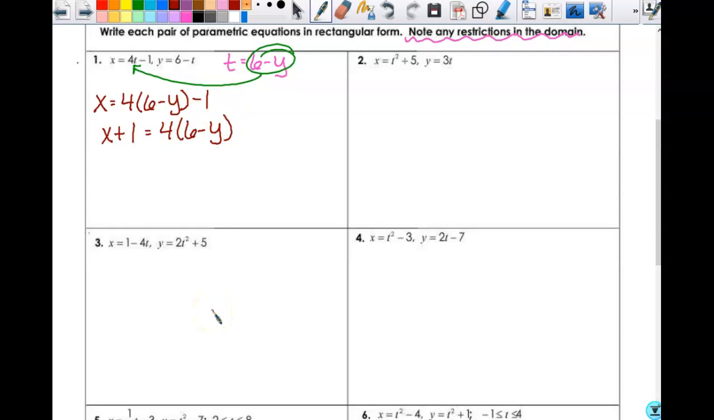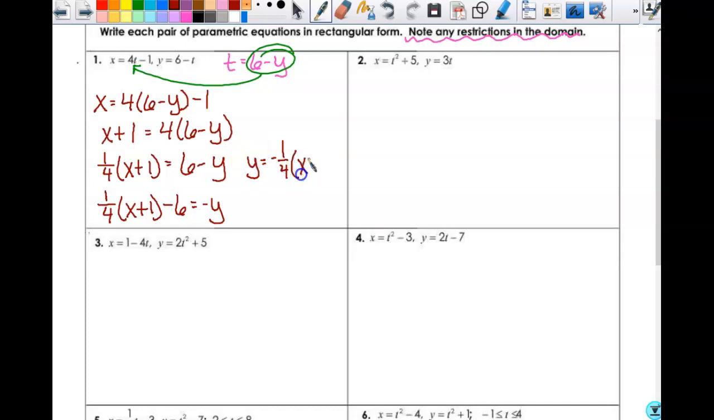I now want to divide both sides by 4, but I don't want to put this whole thing over 4. So instead of dividing by 4, I can multiply by what? 1/4. So this will give me 1/4 times (x plus 1) equals 6 minus y. I'm going to subtract 6 from both sides, so I'll get 1/4 times (x plus 1) minus 6 equals negative y. I don't want negative y, so I multiply through by negative 1, and I'm going to get y equals negative 1/4 times (x plus 1) plus 6.